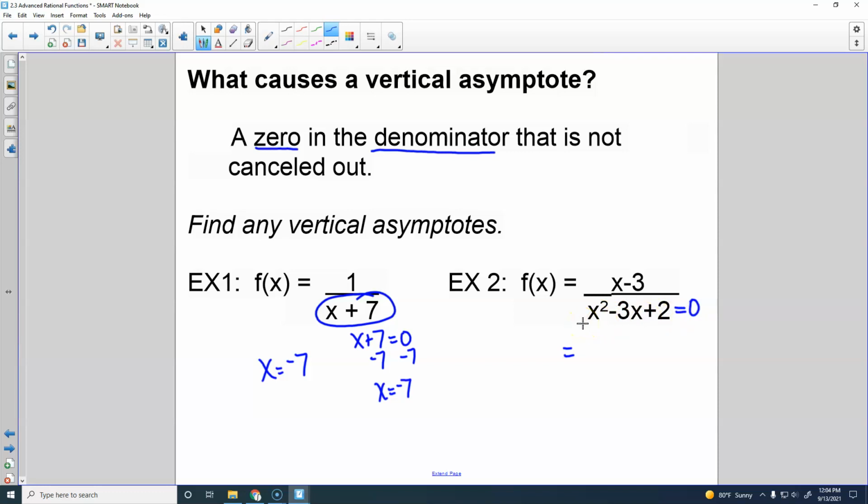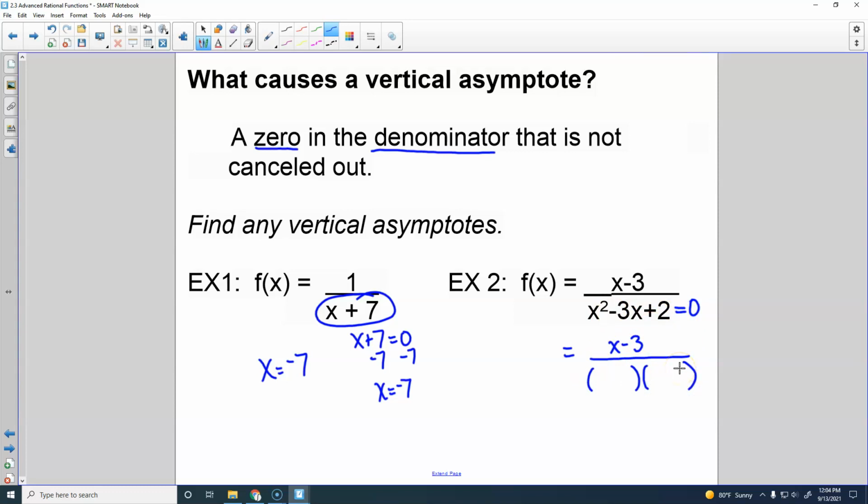You could do quadratic formula. That is a possibility, but if it's on non-calculator, it's probably not quadratic formula. Factor. All right, so I'm going to keep the numerator right here just because the next thing we're going to do, you're going to need it. And I'm going to factor that denominator.